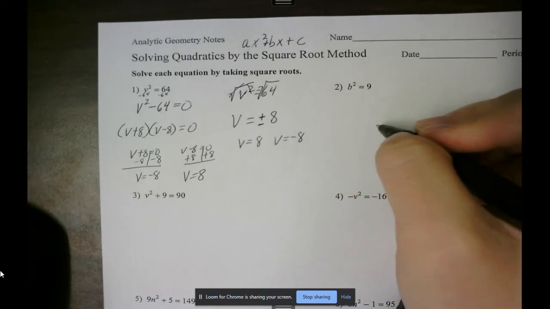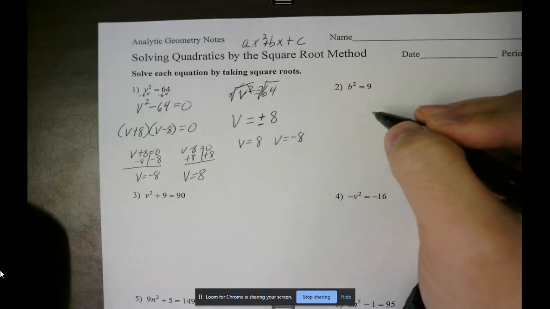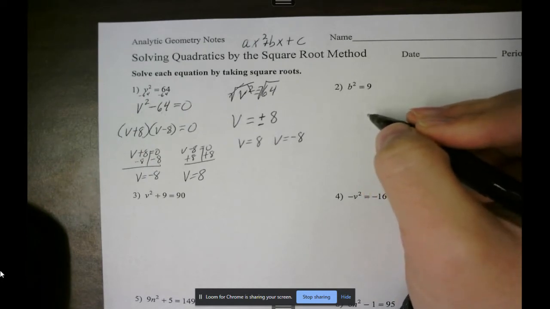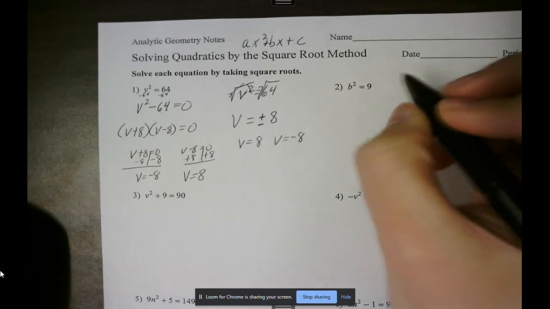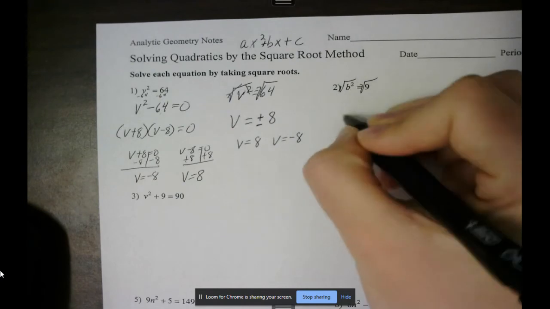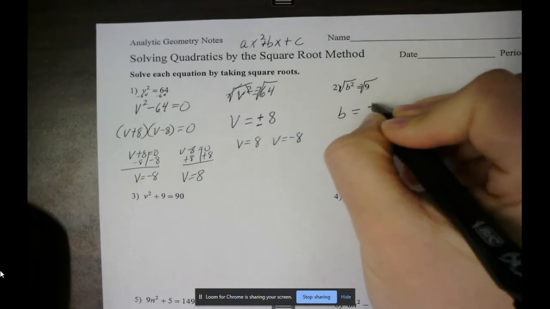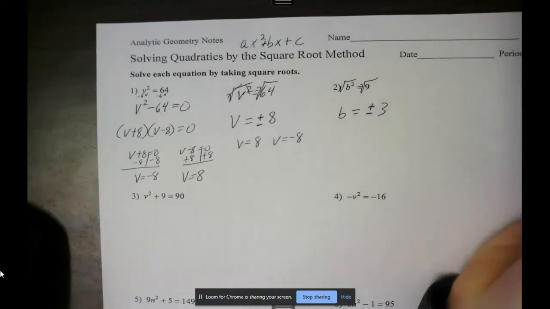Right? So all these problems are going to try and get set up like that. Now 1 and 2, we don't have to do any work to do that. They're just automatically set up where I can just jump straight into taking the square root. So square root of both sides. Square root of b squared is b. And the square root of 9 is plus or minus 3.